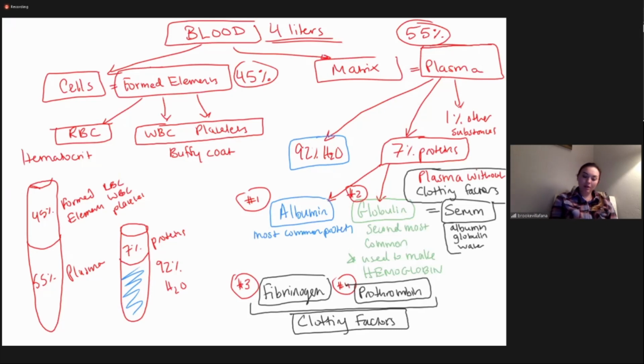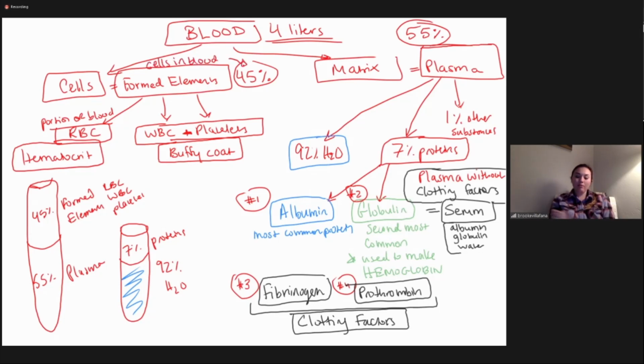All right, things that could be on your test. Hematocrit, Buffy coat, asking you to know what is hematocrit, the red blood cell portion of blood, right? Buffy coat, the white blood cell and platelets portion. What is formed elements? The cells in blood, making up 45%. What is plasma? The water and proteins in blood, making up 55%, 92% of that is water, 7% is protein, and then knowing the 4 different proteins, which 2 are the clotting factors, and then what the definition of serum is.